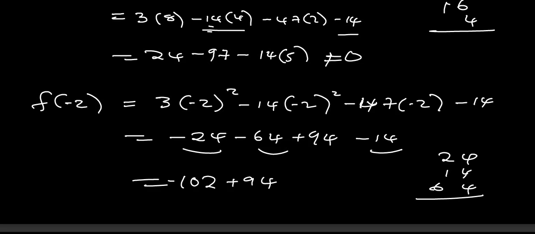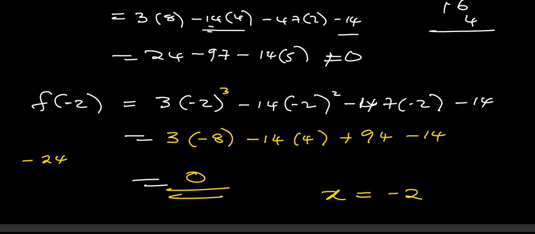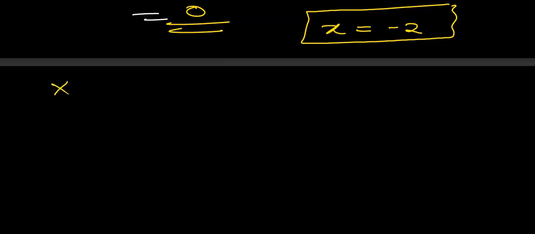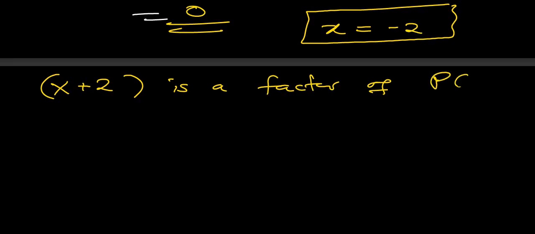Or maybe I've made a mistake. Let me just try to redo it. Yeah, so here we're saying x is equal to negative 2 has worked. It simply means that x, when you take the 2 back, you're going to get x plus 2. We're saying this is a factor of the polynomial. That's what we've gotten.